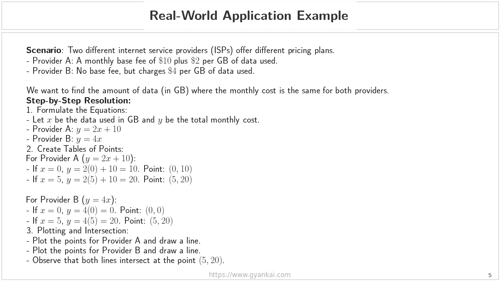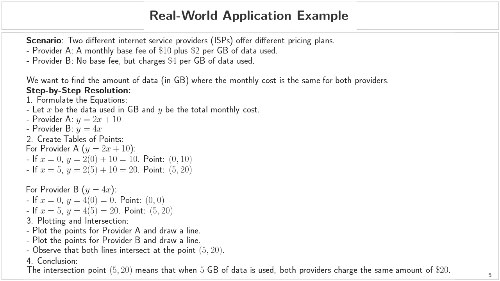You would take your ruler and draw the axes, then plot the points for provider A and draw a straight line through them. Then, using a different color to avoid the mistakes we'll discuss in the next slide, plot the points for provider B and draw that line. As you look at your graph, you will observe that both lines cross each other at exactly one specific point, the point 5, 20. Finally, we reach our conclusion.